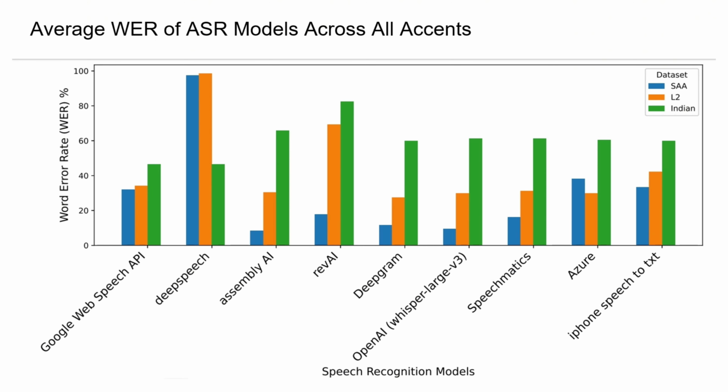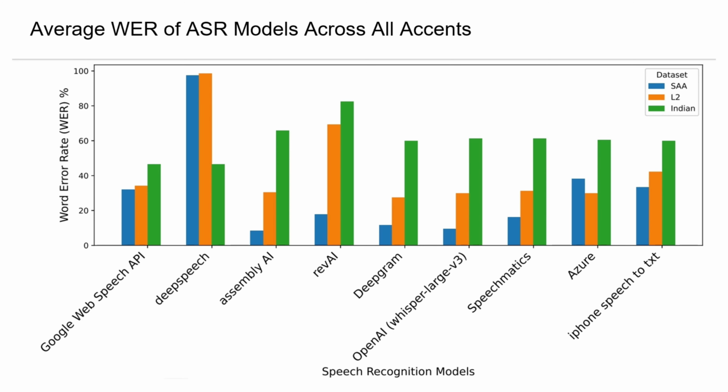Notably, Mozilla DeepSpeech continued to perform poorly across all datasets, reinforcing the idea that it is not well equipped to handle accented or non-standard English. In contrast, AssemblyAI and Deepgram maintain relatively low WER increases between SAA and L2-ARCTIC, demonstrating their resilience in recognizing speech from speakers with varying linguistic backgrounds.